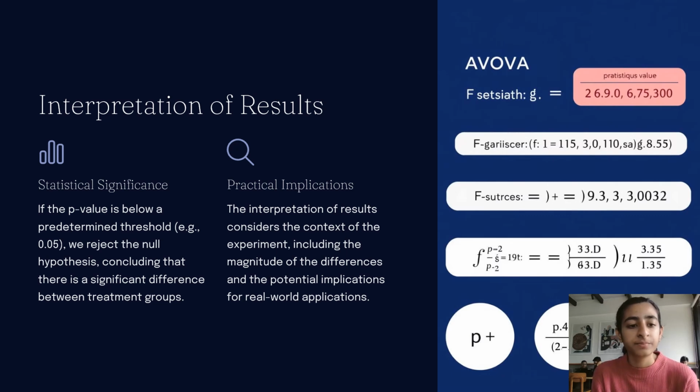Interpretation of results. Statistical significance. If the p-value is below a predetermined threshold, for example 0.05, we reject the null hypothesis, concluding that there is a significant difference between treatment groups. Next, practical implications. The interpretation of results considers the context of the experiment, including the magnitude of the differences and the potential implications for real-world applications.